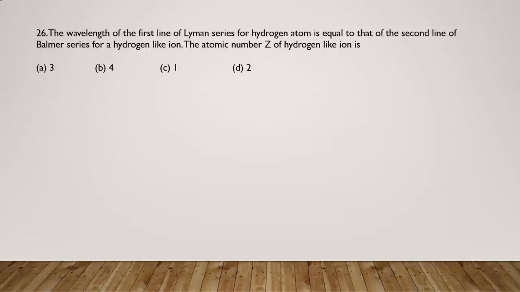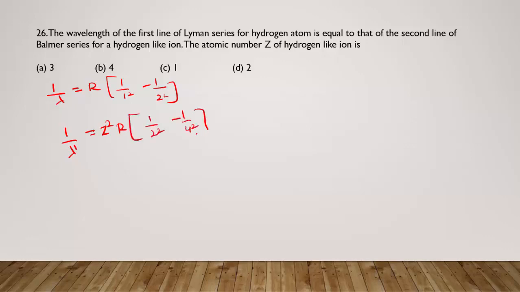In this problem, for the wavelength of the first line of the Lyman series for hydrogen atom, 1 divided by lambda is equal to R into 1 by 1 square minus 1 divided by 2 square. For the second line of the Balmer series, 1 divided by lambda dash is equal to Z square into R into 1 divided by 2 square minus 1 divided by 4 square. According to the question, lambda is equal to lambda dash: the Lyman series line of hydrogen atom is equal to the second line of the Balmer series.